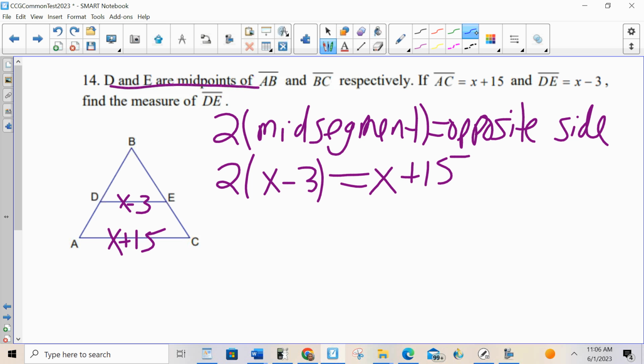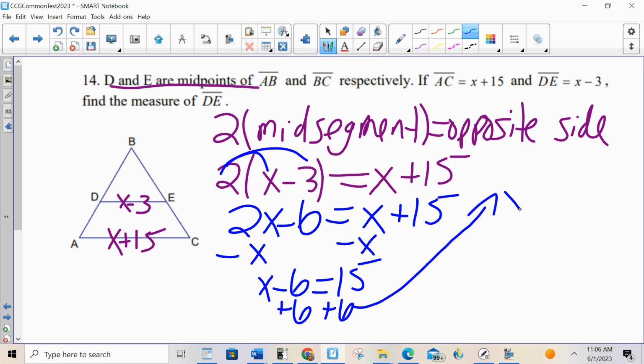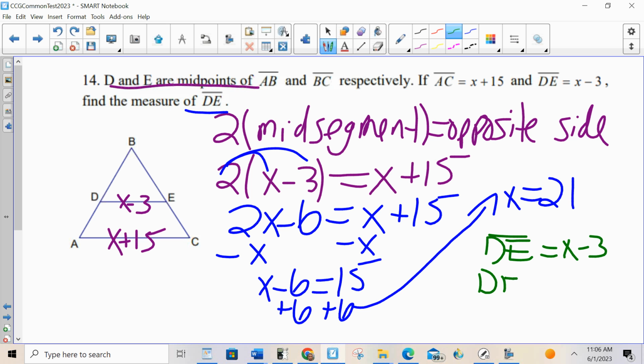From here, we do a little bit of algebra. Not a lot of algebra in this course, but a little bit. Bring all the x to one side. Isolate. X is 21. Once I solve for x, we want to make sure we answer what the question's asking for. It wants DE. Well, DE is x minus 3. So DE is 21 minus 3, which is 18.